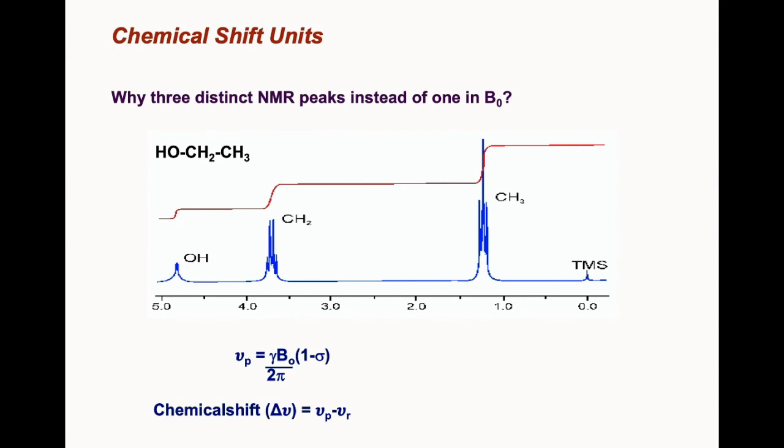That is the reason why we see 3 different sets of proton NMR signals in the NMR spectrum of ethanol, and the resonance frequencies of these 3 protons are measured with respect to the standard TMS signal. As you can see from here, the resonating frequencies can be calculated using this formula: nu p is equal to gamma B0 into 1 minus sigma divided by 2 pi, where sigma stands for the shielding constants.